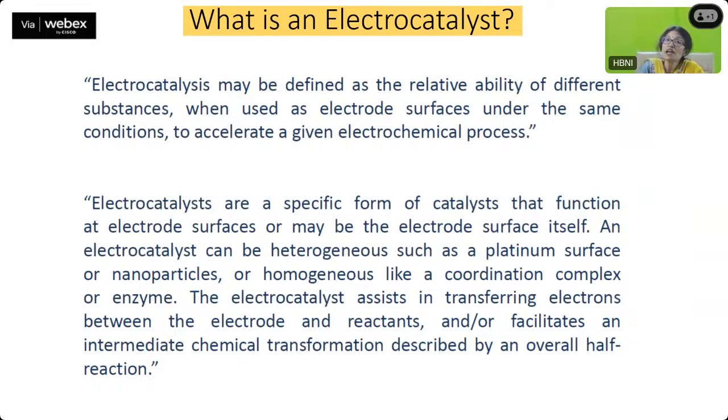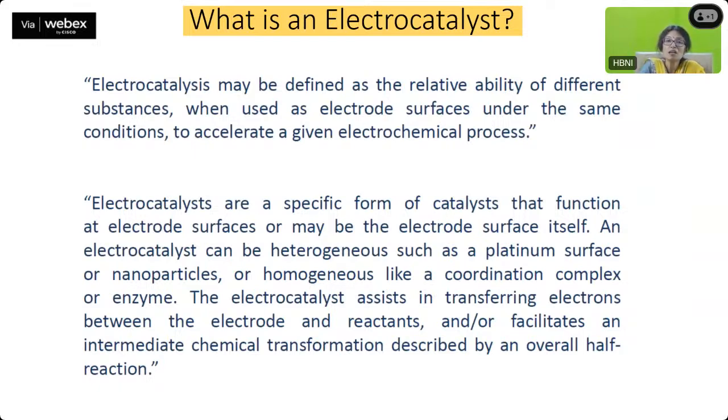So first we have to define what is electrocatalyst. It is the relative ability of different substances, when used as electrode surfaces under the same condition, to accelerate a given electrochemical process. So you remember all the different electrochemical processes we spoke about when we were talking about the batteries and the supercapacitors and stuff like that. So electrocatalysts are a specific form of catalyst that function at the electrode surface or may be the electrode surface itself.